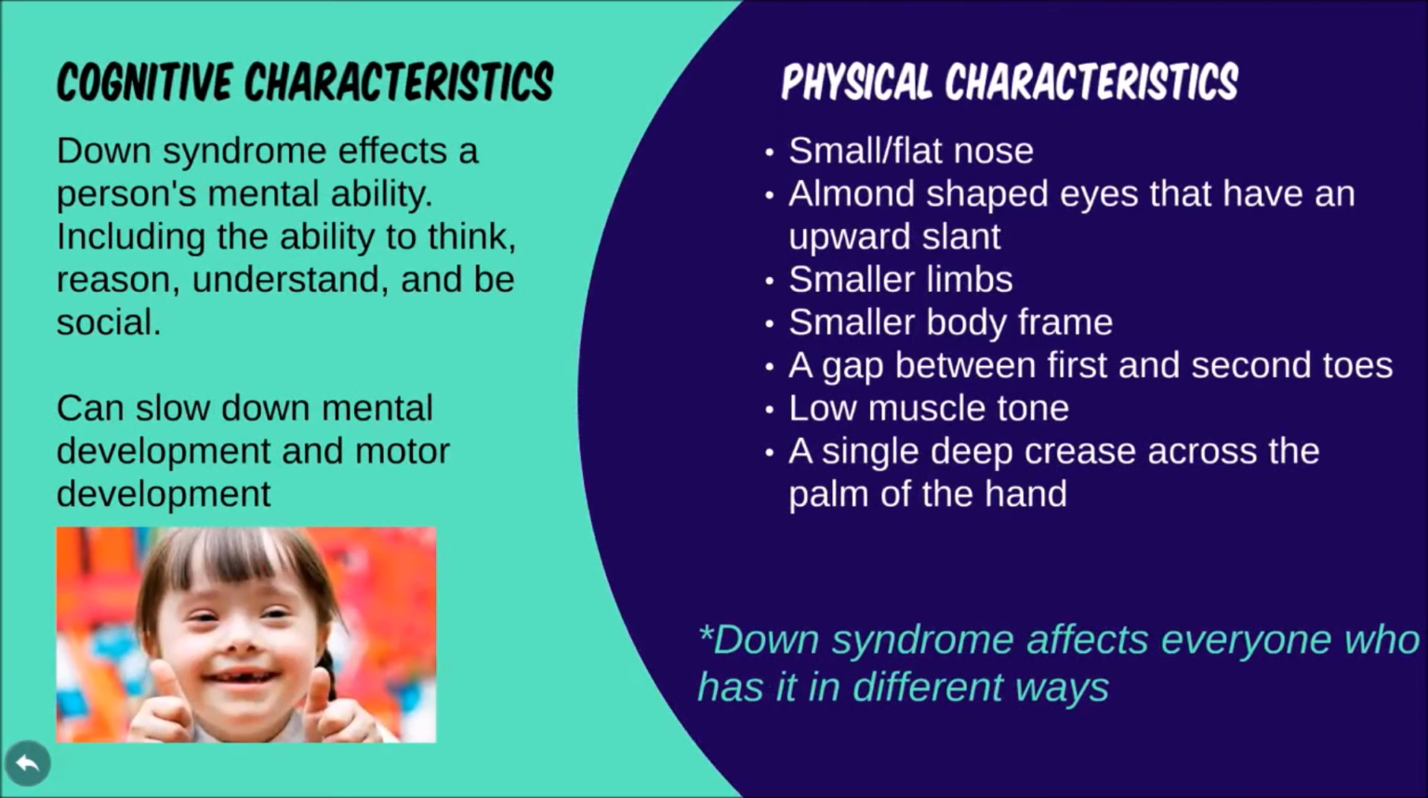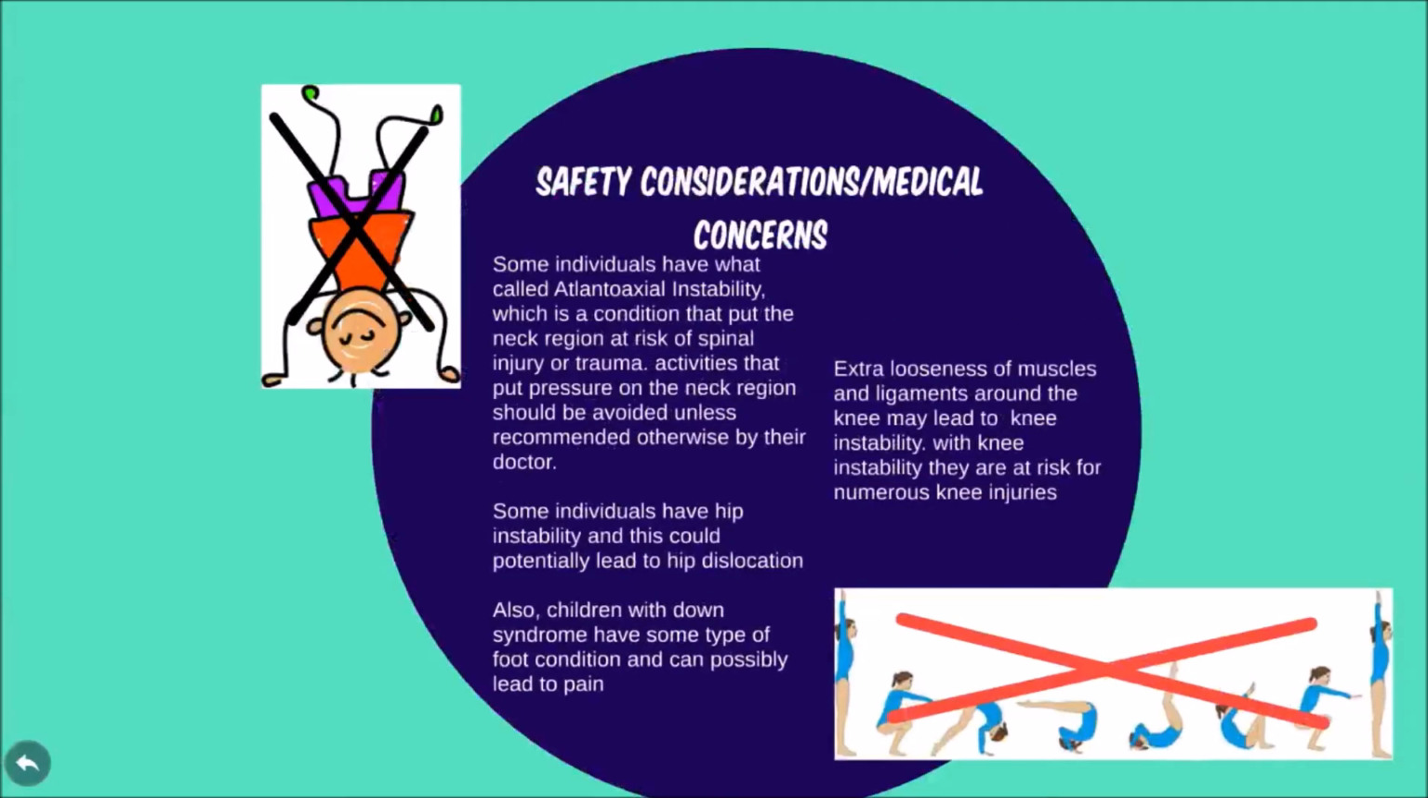Some physical characteristics of Down syndrome include a small nose, almond-shaped eyes, a smaller body frame, and low muscle tone, and a few others. The cognitive characteristics of Down syndrome affect the person's mental ability, including the ability to think, reason, to understand, and be social. It often can slow down mental development and motor development.